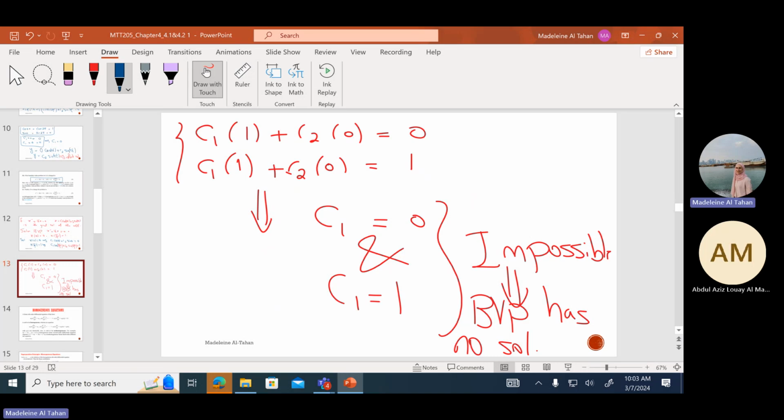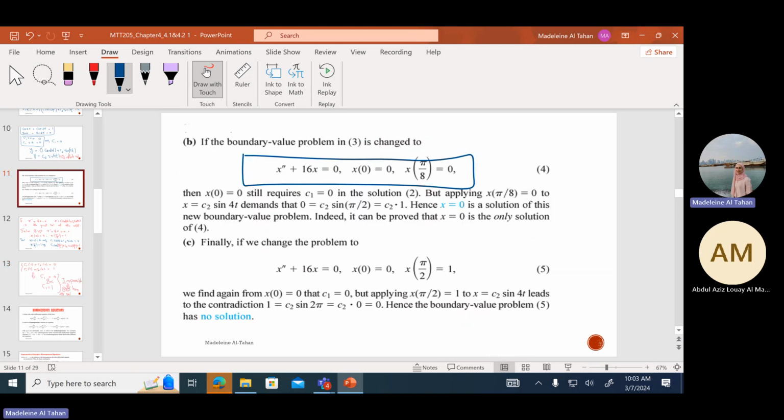Okay, so how did we solve it? From x(0) equals 0 we get C1 equals 0, and from x(5/8) equals 0 we get C2 equal to 0. So how many solutions did we get? One solution, which is x equal to 0. So what can we deduce about boundary value problems? It may have no solution, it may have a unique solution like this example, and it may have infinite solutions like our first example.